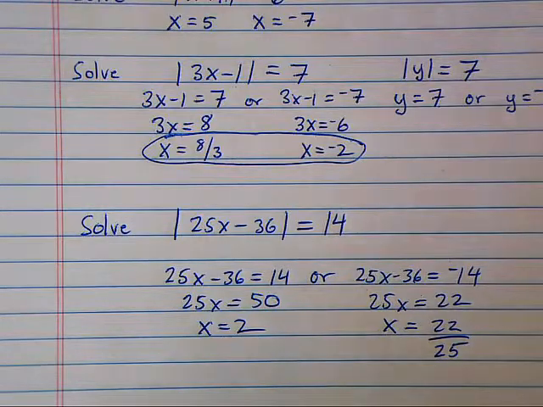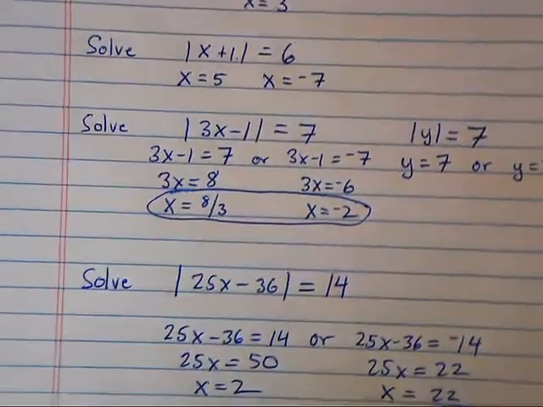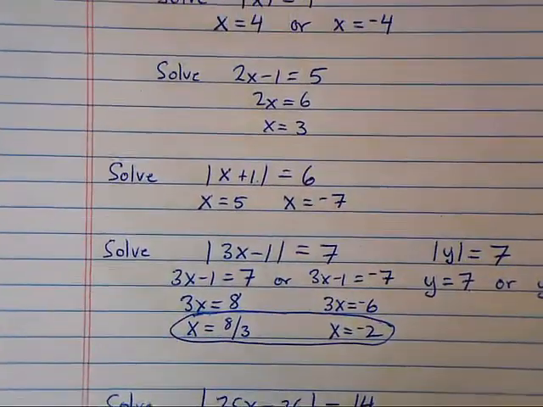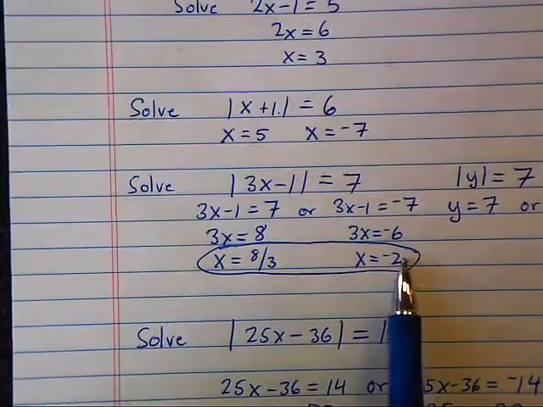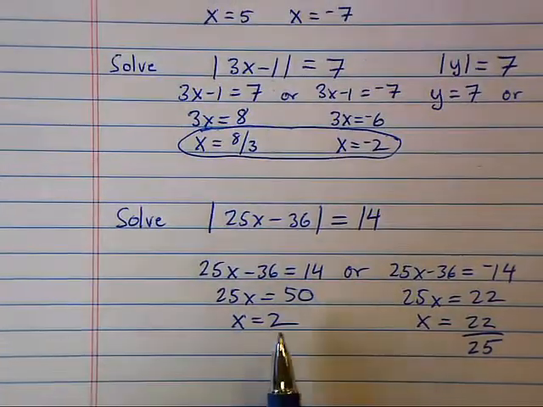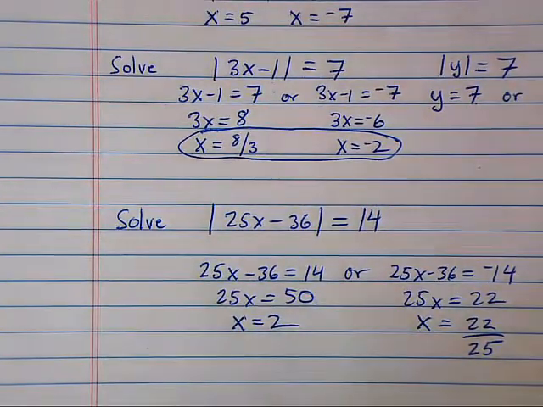So notice, it's okay to have two positive answers. The problems we did before, it happened to work out that we always got one positive and one negative, one positive and one negative, one positive and one negative. But that doesn't have to happen. Here we got two positive numbers. That's okay. Nothing wrong with that.